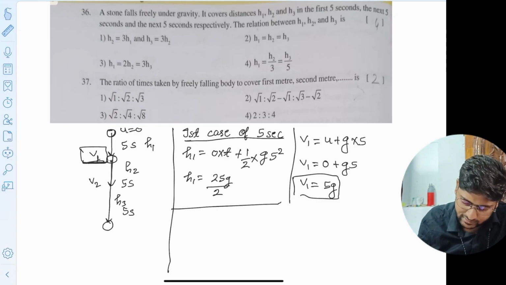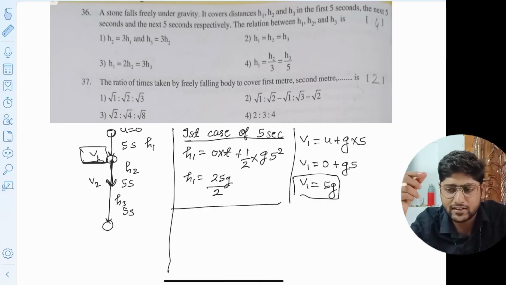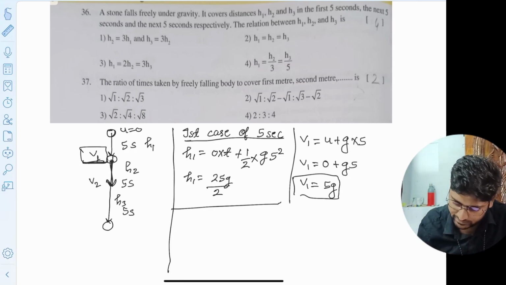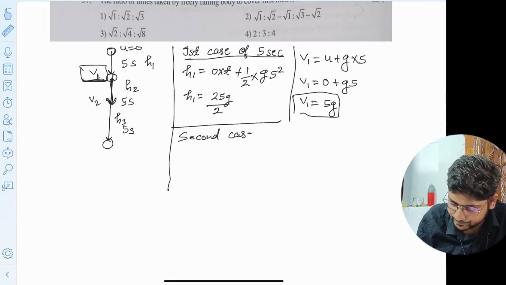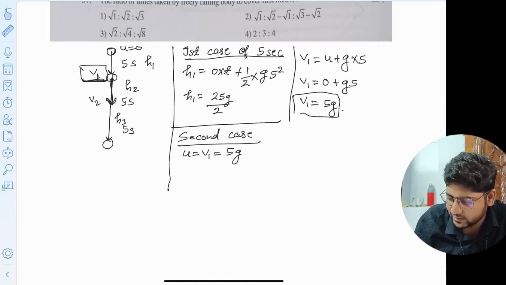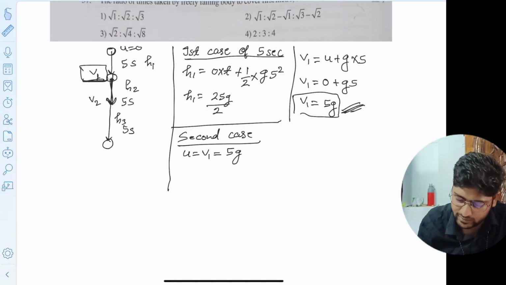Now the second case. In the second case, initial velocity is v1, and the height is h2. In the second case, initial velocity u is v1, and v1 equals 5g, which we calculated. And now we calculate height h2.